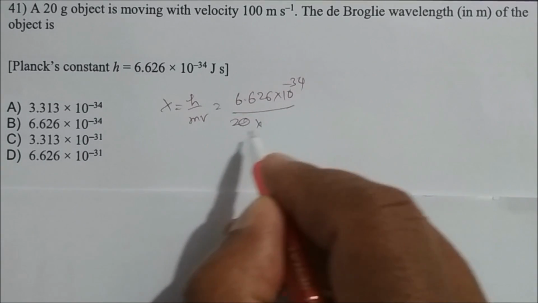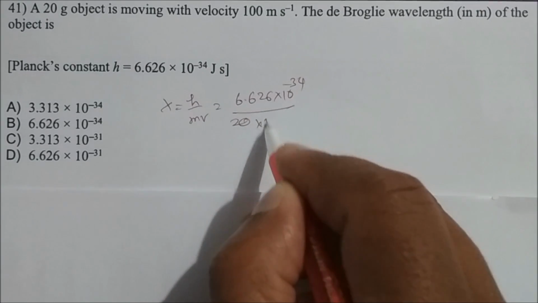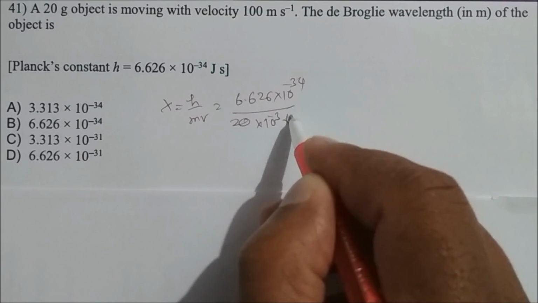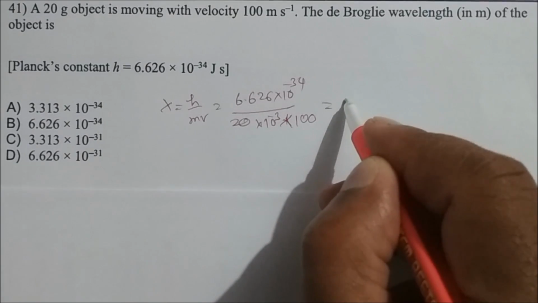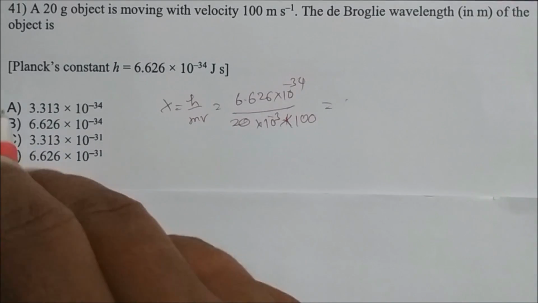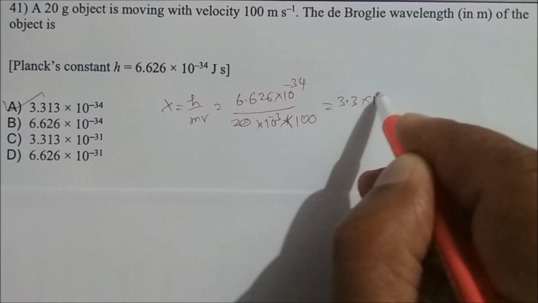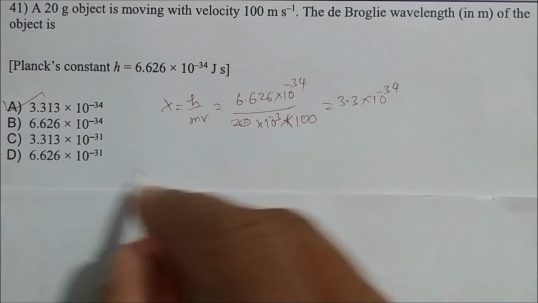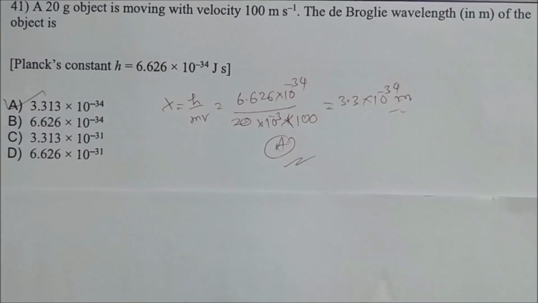And what is the velocity? Mass is 20 gram, that is 20 into 10 power minus 3 kg, and velocity is given as 100 meters per second. If you solve it, you will get 3.3 into 10 power minus 34. Already I have calculated. They have not given units, so you will get it in terms of meters. So answer A is our correct answer.